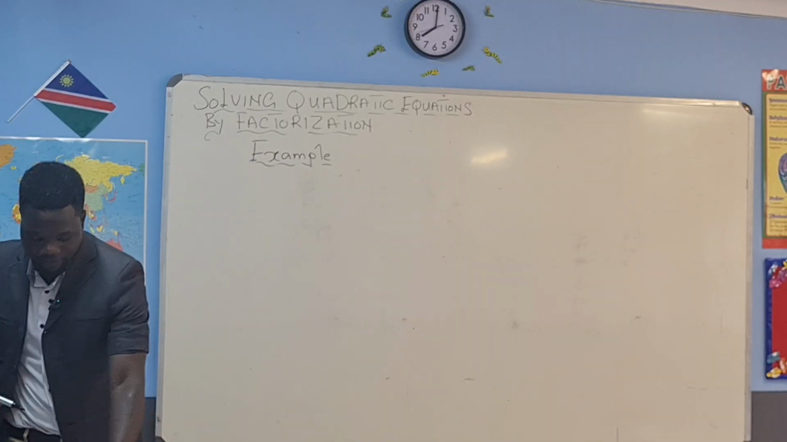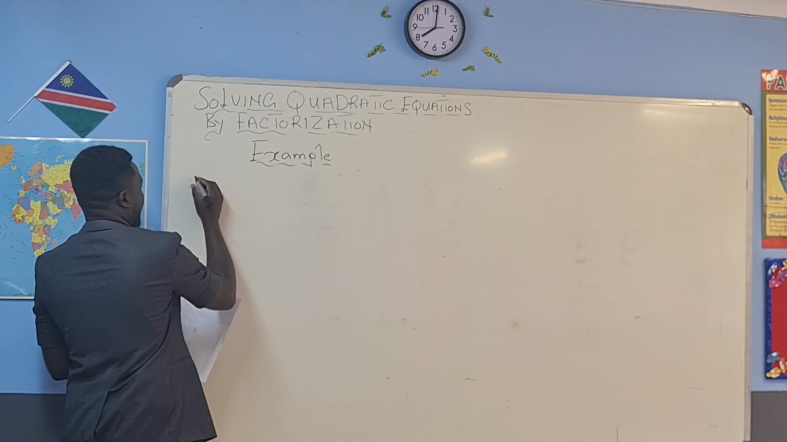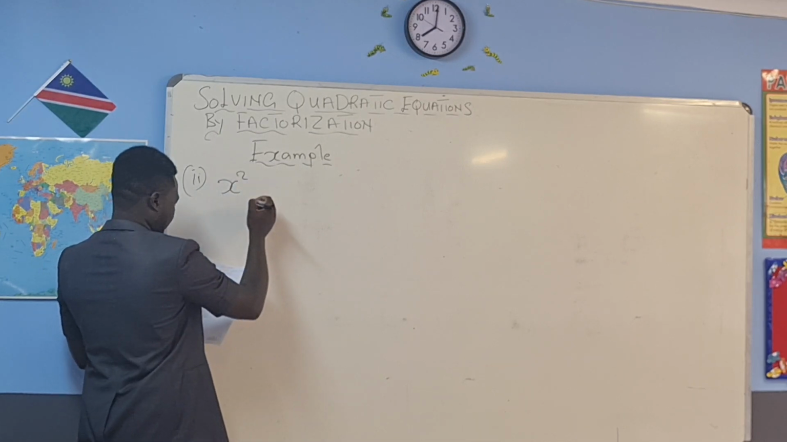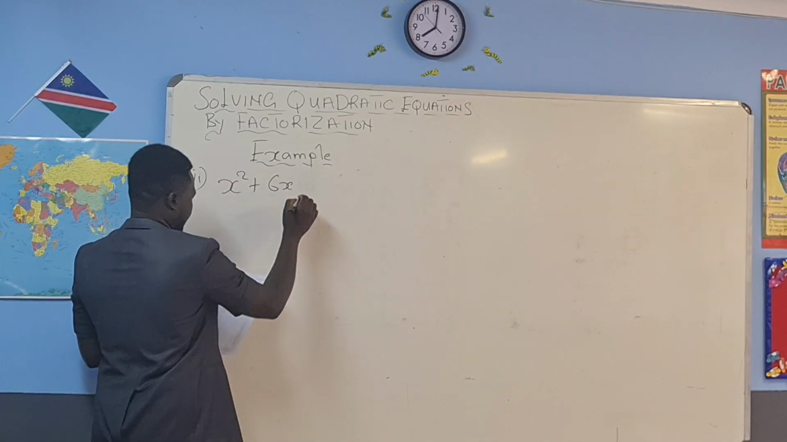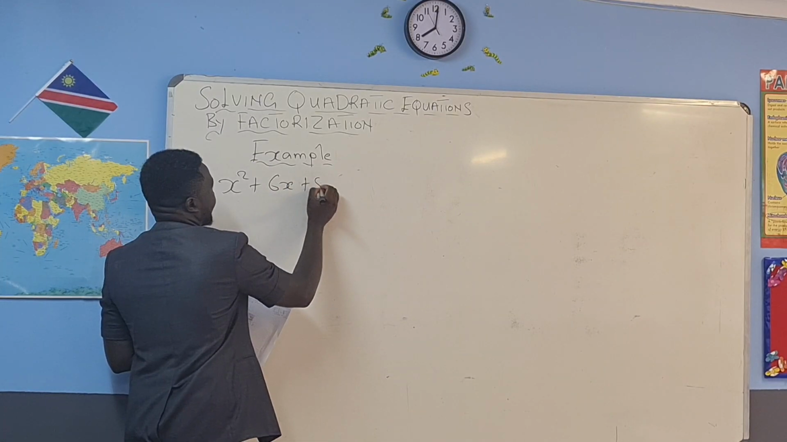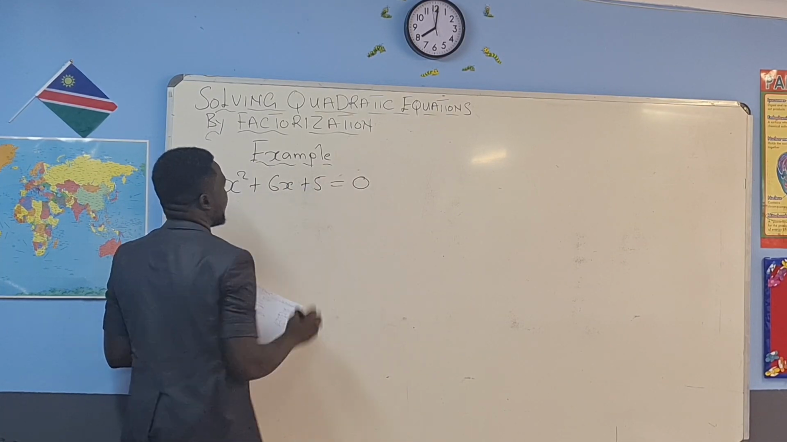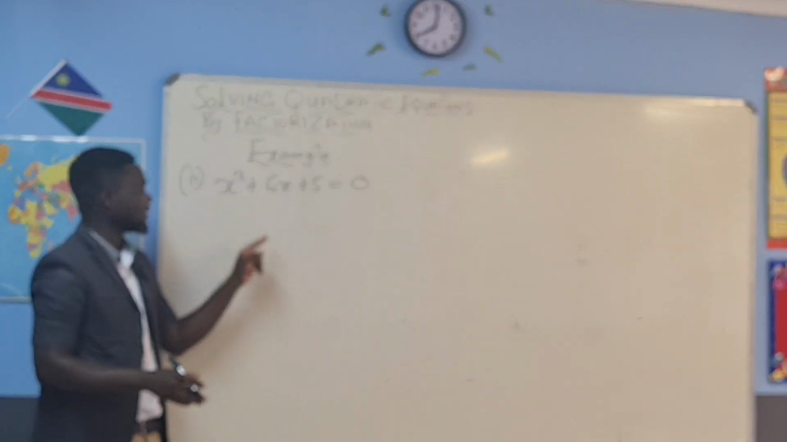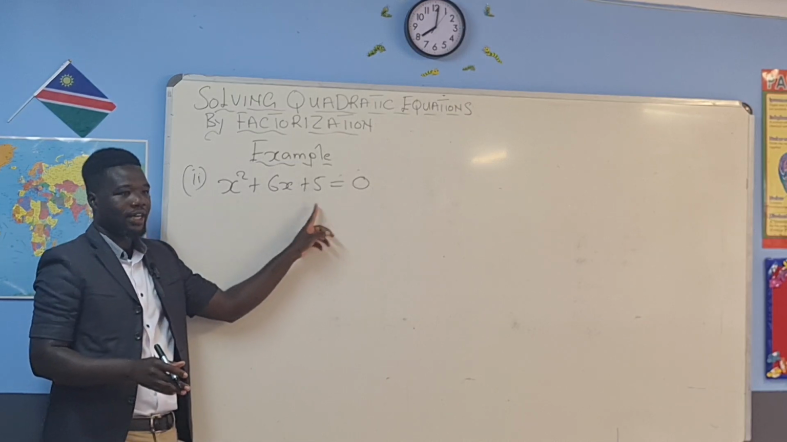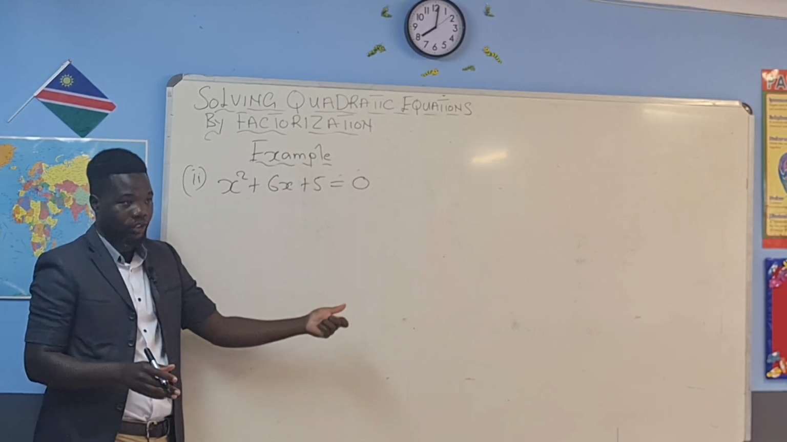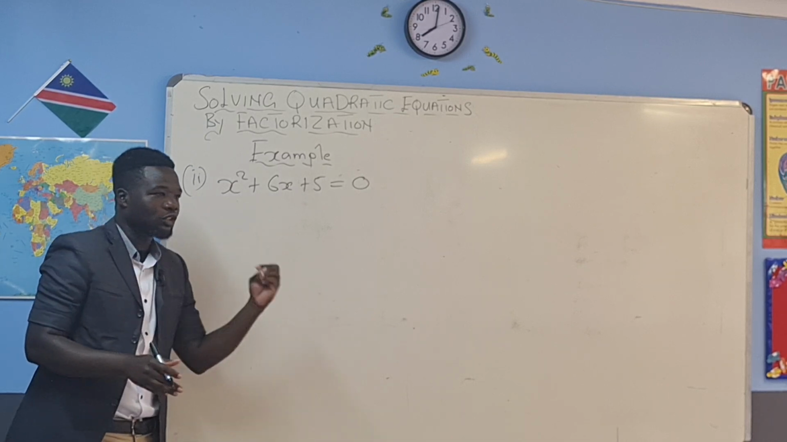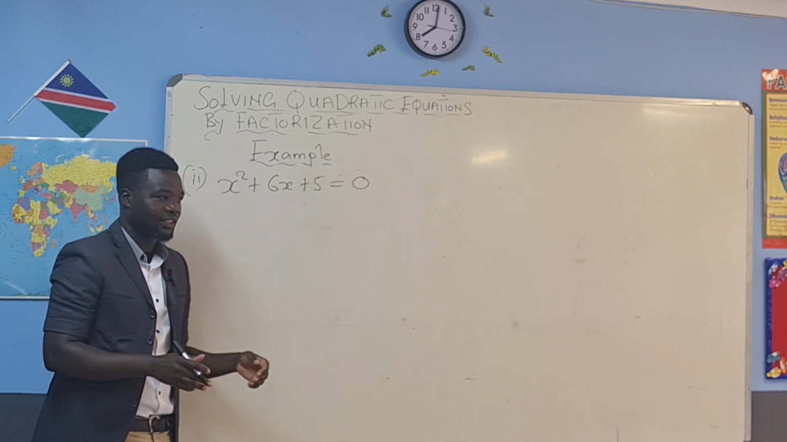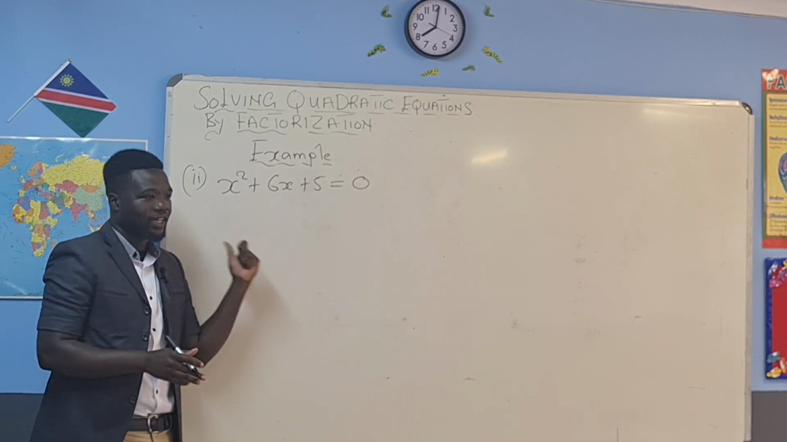So the other example that I want to give you right now is example 2, written x squared plus 6x plus 5 is equal to 0. Are we together? So we have this problem in front of us: x squared plus 6x plus 5 is equal to 0. Let not your mind go in shambles whenever you see such questions. These questions are very easy.